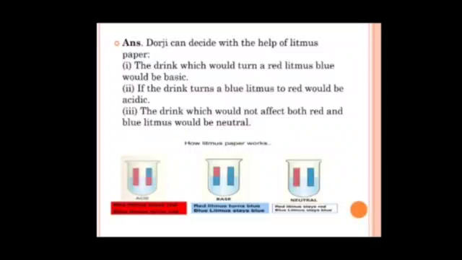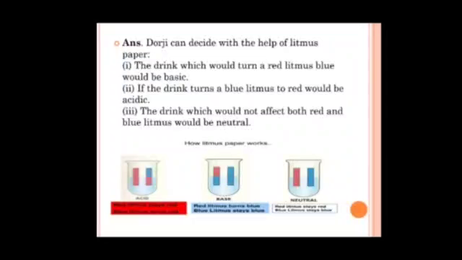Second soft drink: put some drops of the second soft drink on red litmus paper, and it shows no effect. Now take some drops of the second soft drink and put them on blue litmus paper. The blue litmus paper turns red. So if it turns blue litmus paper red, that soft drink is acidic in nature.